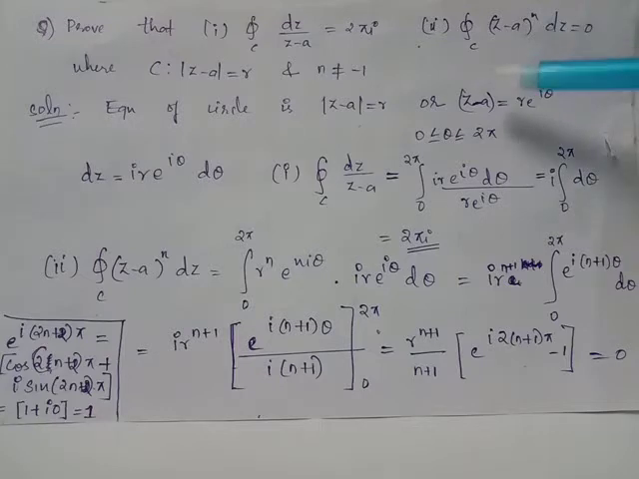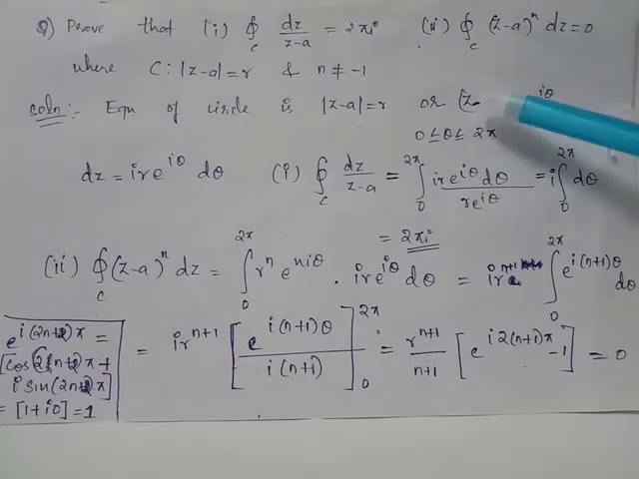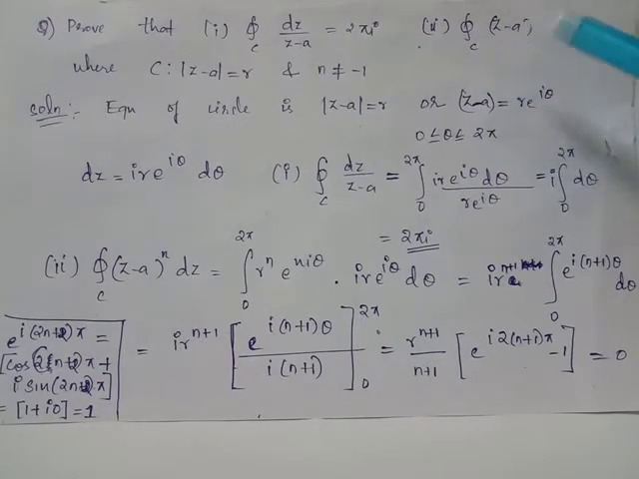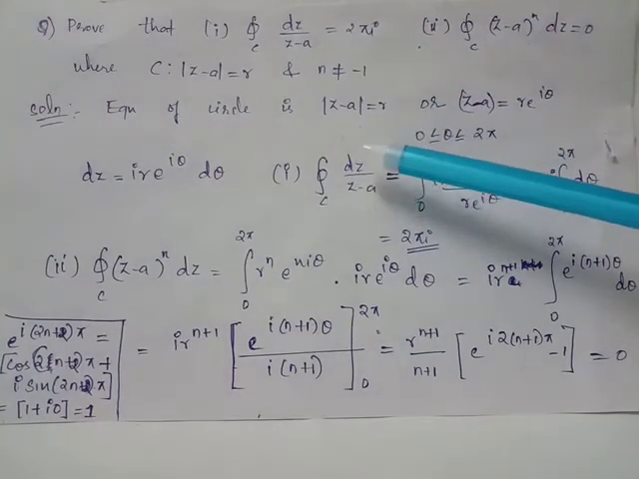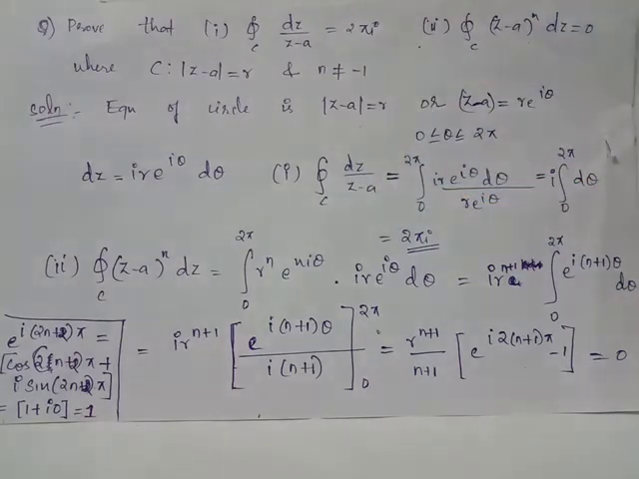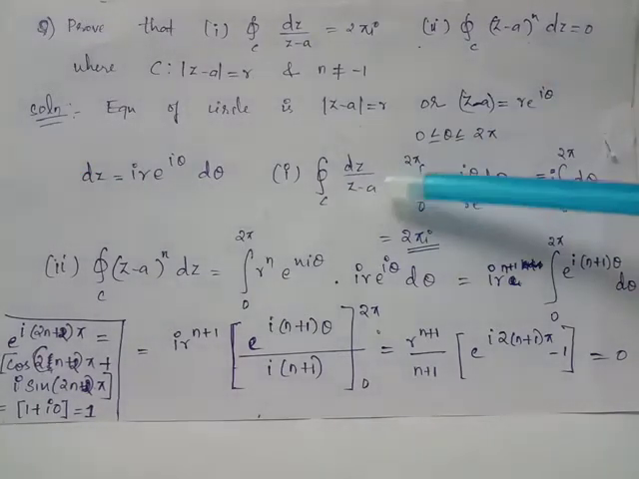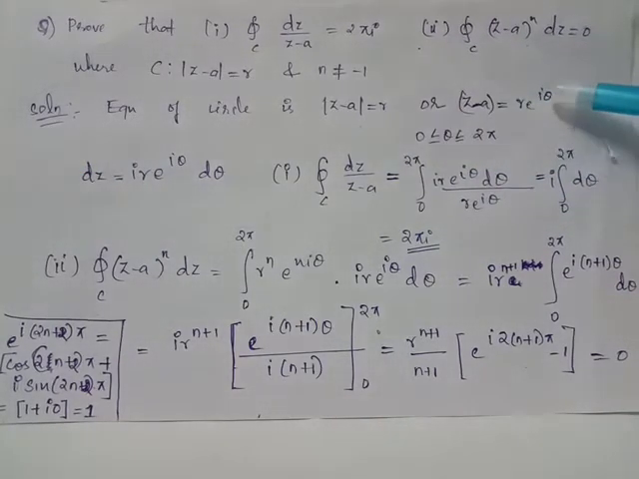When you take the derivative on both sides, you obtain dz equals i r e raised to i theta d theta, treating a as a constant on the LHS and r as a constant on the RHS. Now, the given integral can be rewritten as, in the numerator, dz can be replaced by i r e raised to i theta d theta by this equation, and z minus a in the denominator can be replaced by r e raised to i theta.